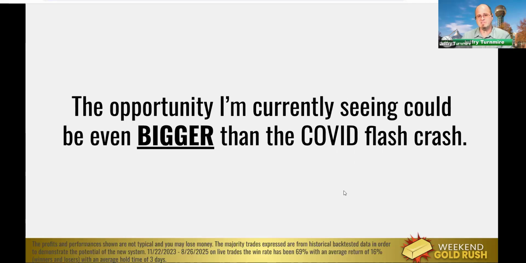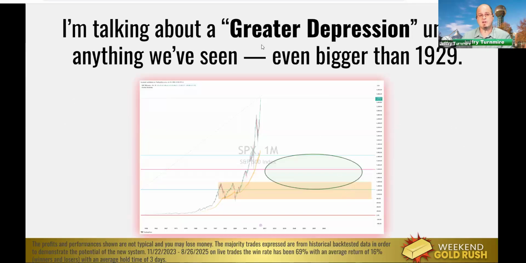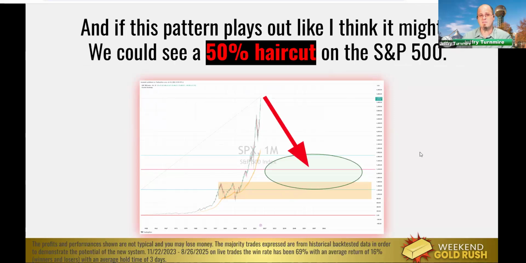The opportunity I see right now could be bigger than the COVID flash crash. I'm talking about a Great Depression type potential correction. We've gone absolutely exponential. We could take the whole darn thing back, whether you believe it or not. Man, we could see like a 50% haircut on the S&P.